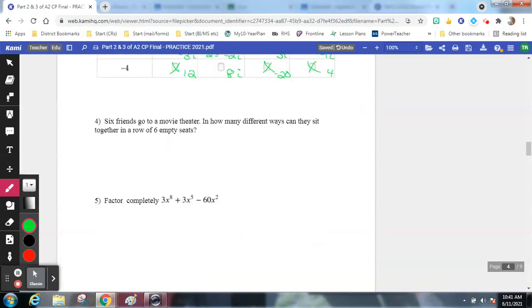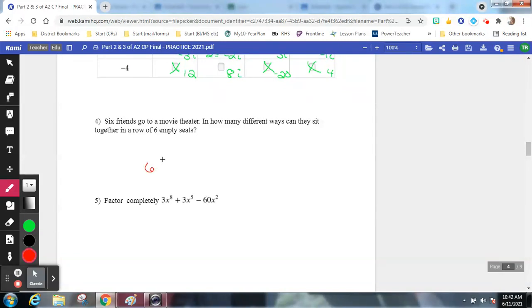Okay, number 4. 6 friends go to a movie theater. In how many different ways can they sit together in a row of 6 empty seats? Okay, so we have to decide, is this a permutation or a combination? Does the order matter? And in fact, it does matter, because no matter where I sit in a seat, I cannot sit in another seat. I'm only one person. So it matters the order I sit in, right? I can't be sitting in 2 different seats. That would mean order didn't matter. So it does matter here.